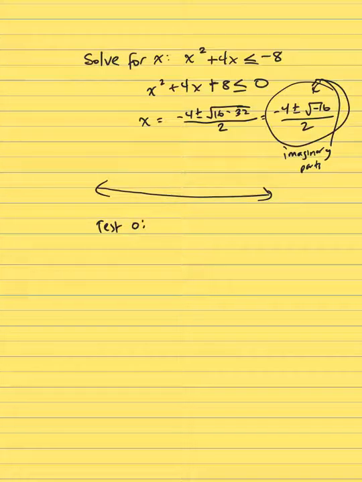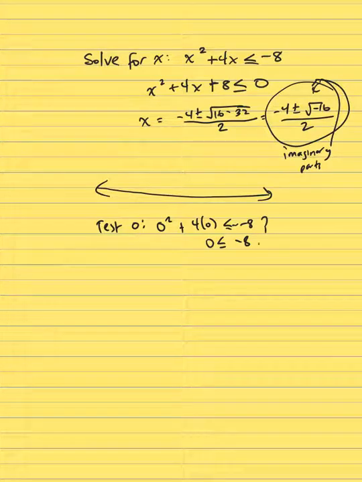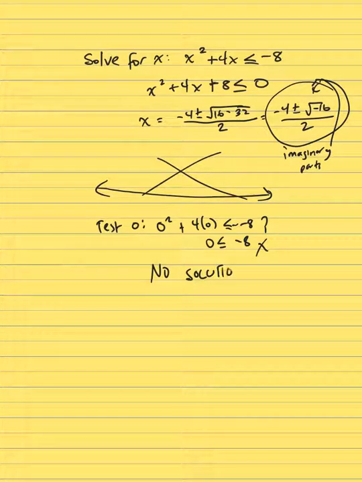So I'm going to choose 0. When I do 0, I get 0 is less than or equal to -8, which is not true. So that means that nothing on this line works. If I had plugged in 0 and it had been true, then the answer would be all real numbers. But as it is, there's no solution to this inequality.